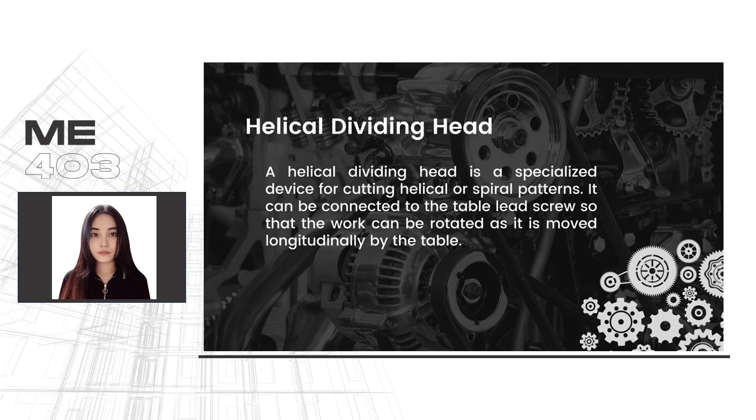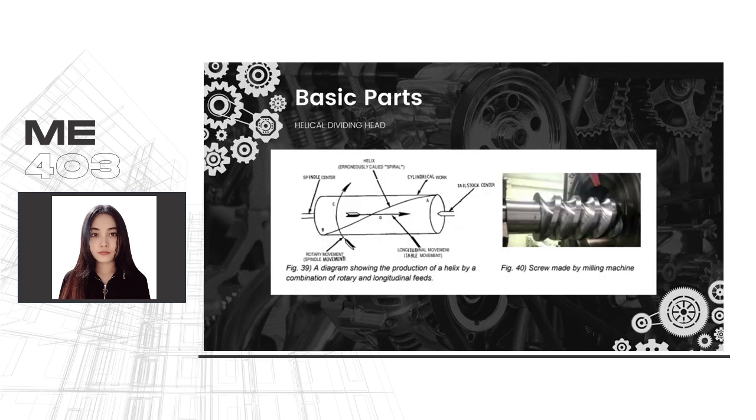Lastly, moving on to the helical dividing head. It allows precise and controlled rotation of the workpiece at a constant angle, facilitating the cutting of helical patterns like threads and grooves. It differs from plain and universal heads by connecting the spindle to the table lead screw, enabling simultaneous longitudinal movement and rotation.